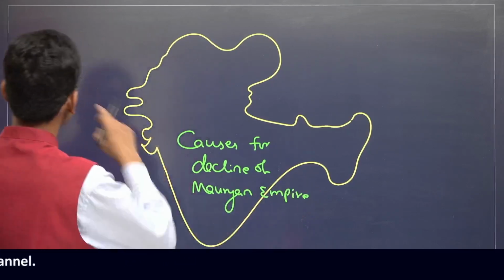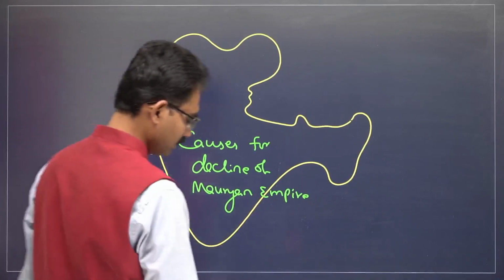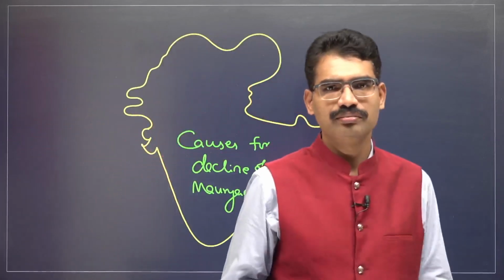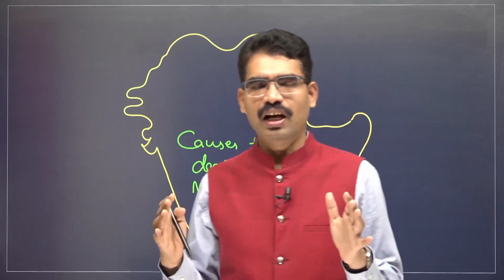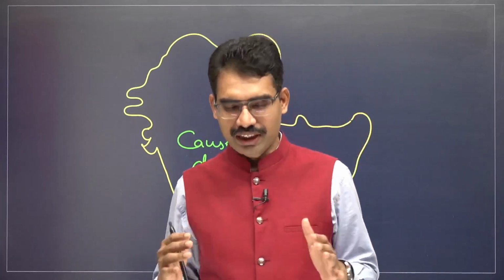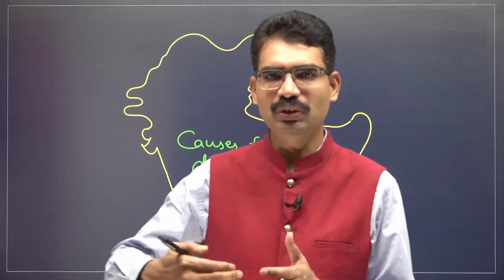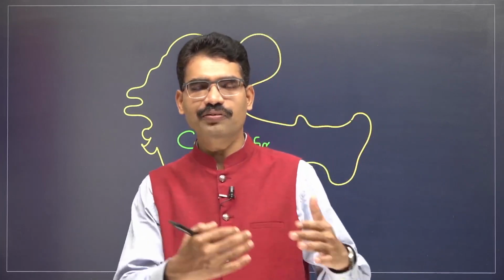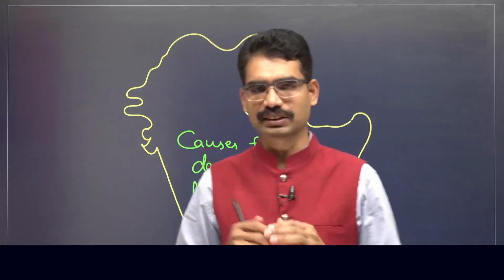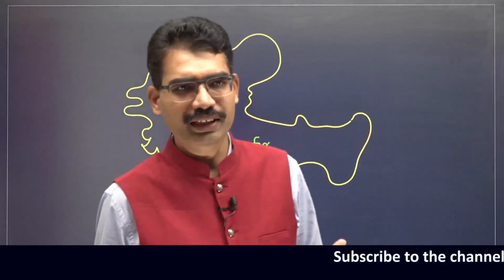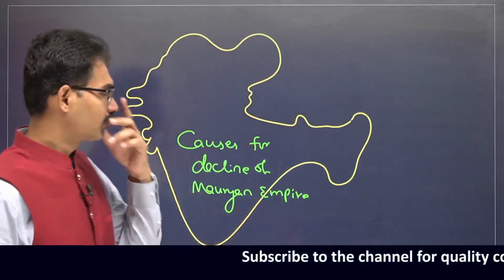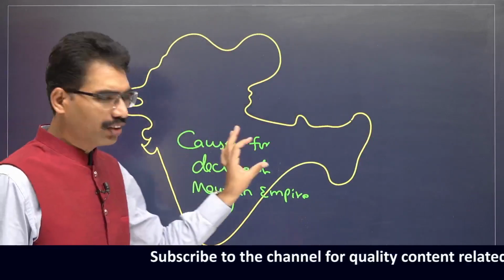Why? When it was such a powerful empire, when the economy was flourishing, when people like Chanakya, who is known for advising kings in the best possible manner, even today we take the reference of Chanakya on how to maintain the system. Despite such people, why did it disintegrate? Causes for the decline of the Mauryan Empire.